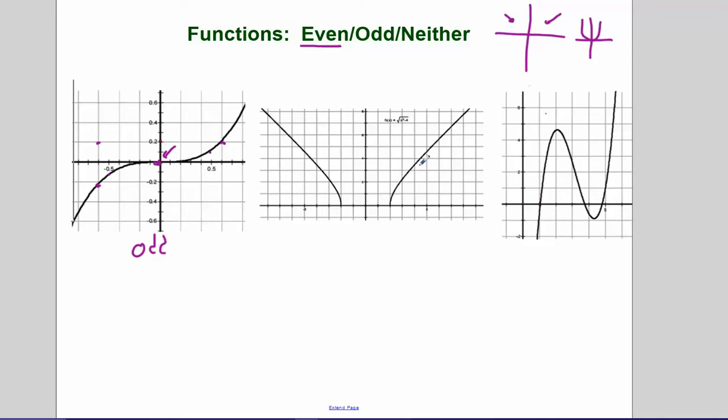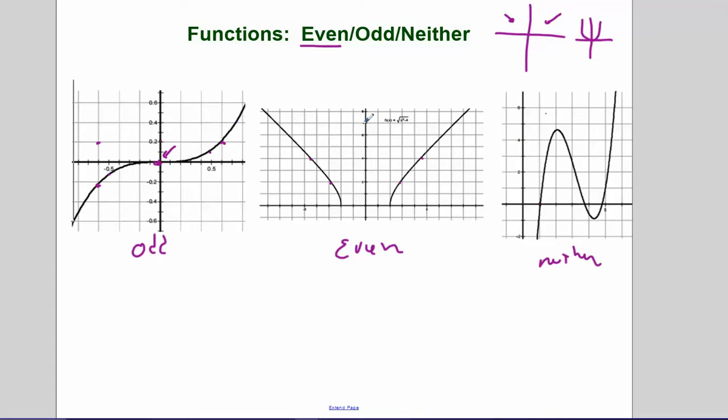Even, as I mentioned before, when I reflect across, this is exactly symmetrical across the y-axis. So this is an even. And of course, this is going to be a neither, because if I were to try to reflect this, there's nothing that exists over here. And if I'm trying to reflect across the y, it's just absolutely missing. So this is a neither.